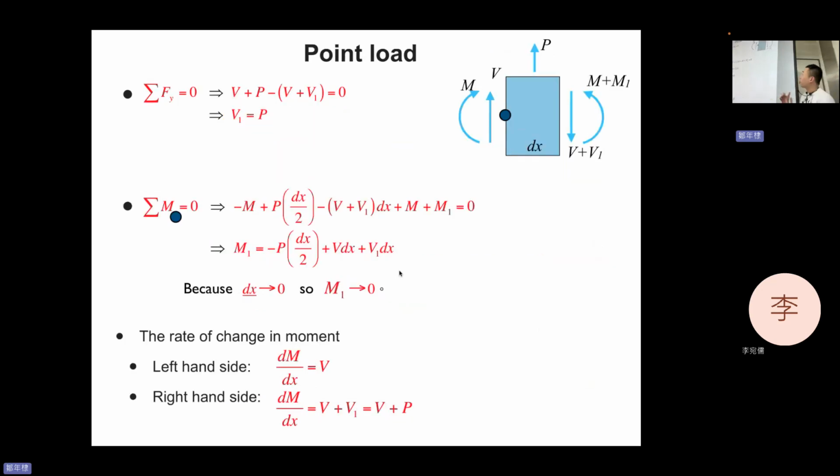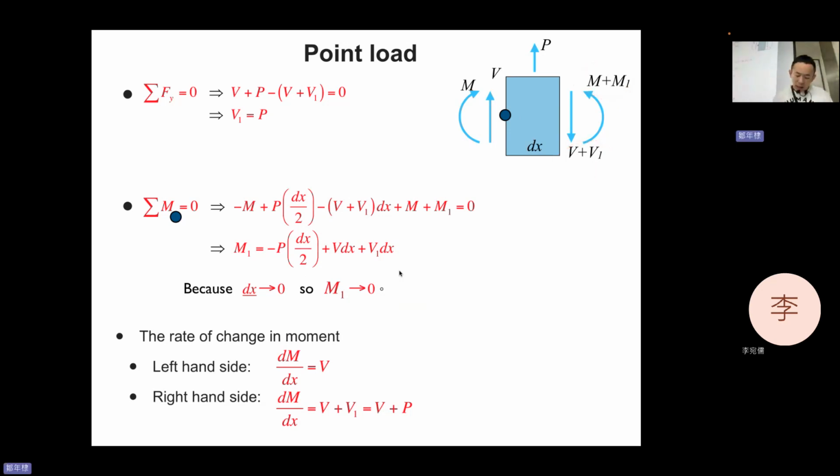So next we talk about point load. The point load. So again, let's take a look. The V and M on the left, and again dx for the width. And what kind of effect will the P make V and M change?